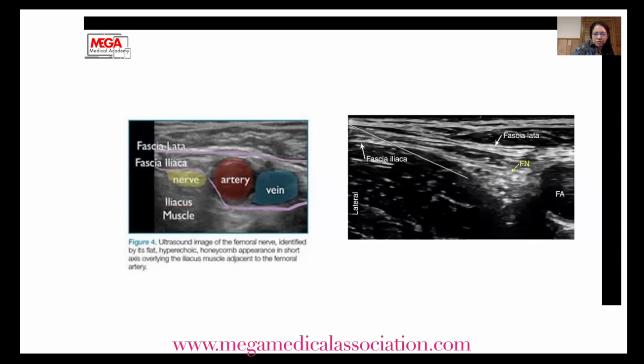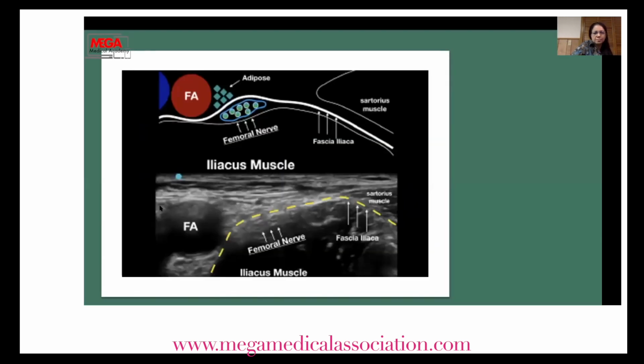If we did not go through these fascias, it's unlikely that it's going to work, or at least not going to work well. As you see here, fascia lata, fascia iliaca, and the nerve, and the nerve sits on the iliacus muscle. Same also here: here's the femoral artery, and here is the fascia lata, fascia iliaca, femoral nerve, and we have to go through the two fascias to inject around the femoral nerve.